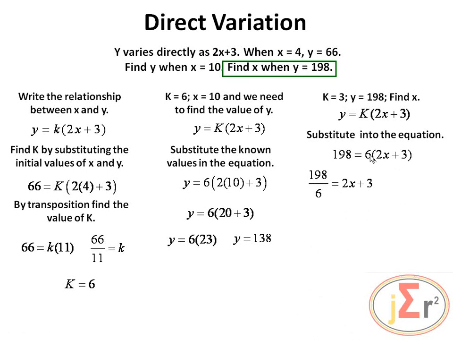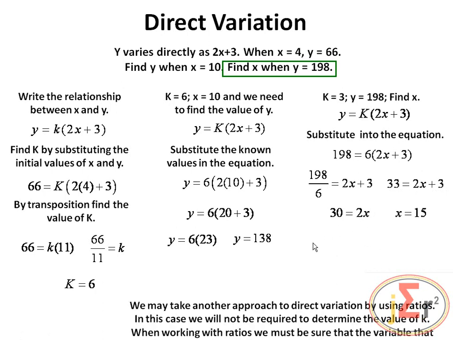We get rid of the 6 that is on the right hand side by dividing by 6 on the left hand side. This 6 is being multiplied here, so we divide on the left hand side. So that turns out to be 33. So now 33 is equal to 2x plus 3. We have a positive 3 here. We're going to transpose it to the other side. So we're going to say 33 minus 3, which is 30. We are multiplying by 2 here, so we're going to divide by 2 on the other side. So x is equal to 15.